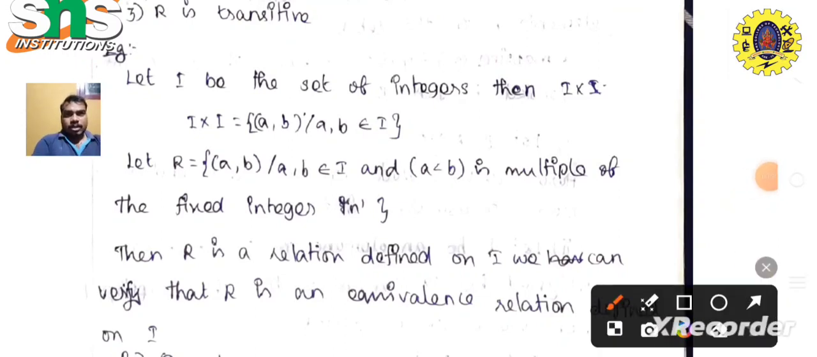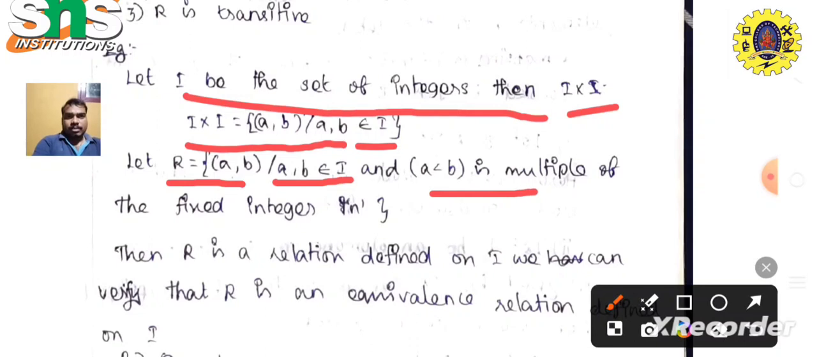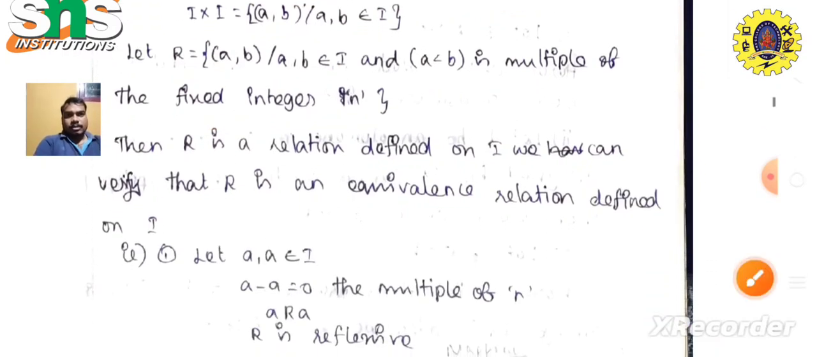For example, let I be a set of integers, then I cross I is equal to (a, b) such that a, b belongs to integers I. R is a relation. Let R equal to the ordered pair (a, b) such that a, b belongs to I and a minus b is a multiple of a fixed integer n. So R is a relation defined on I. Verify R is an equivalence relation defined on I.